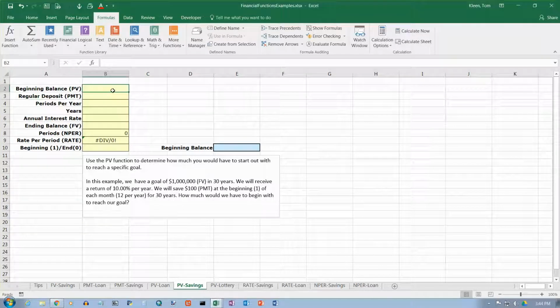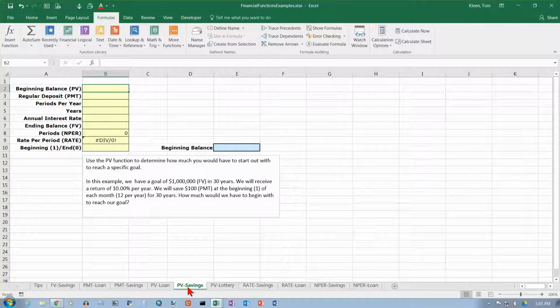In this video, we're going to take a look at a second variation on the present value function. By far, I think the most common one is using it to figure out how much money you can afford to borrow. Okay, so what's the present value in a savings problem? Well, the present value is how much you've already saved.